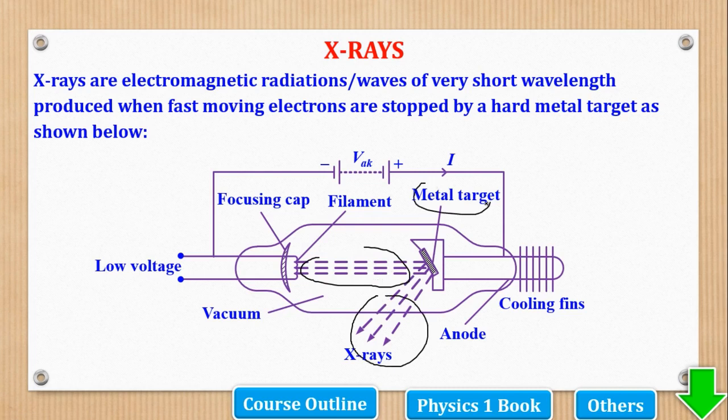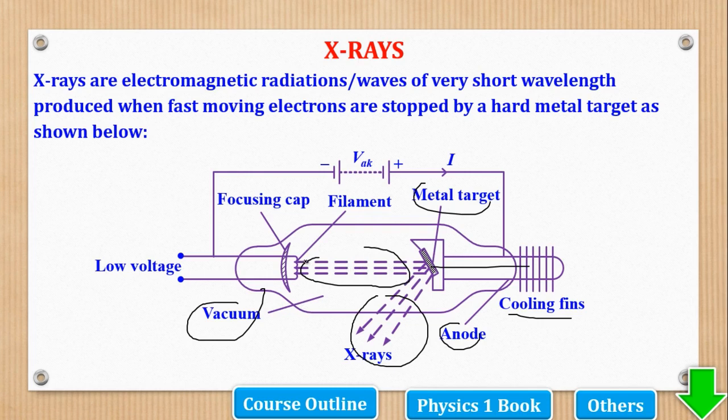This is the metal target. These are the cooling fins. Remember, when the electrons are stopped, a lot of energy is converted into heat, so these cooling fins enable us to remove that energy. Then you have the anode. Remember, this is the cathode, negatively charged, and the anode is positively charged to attract the electrons. Then this is the vacuum, to reduce resistance to the motion.